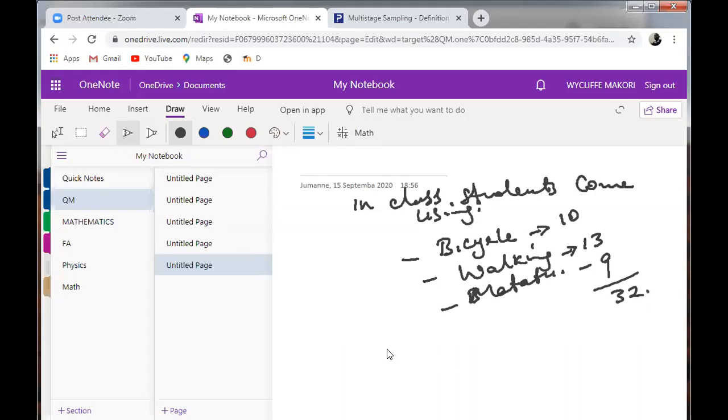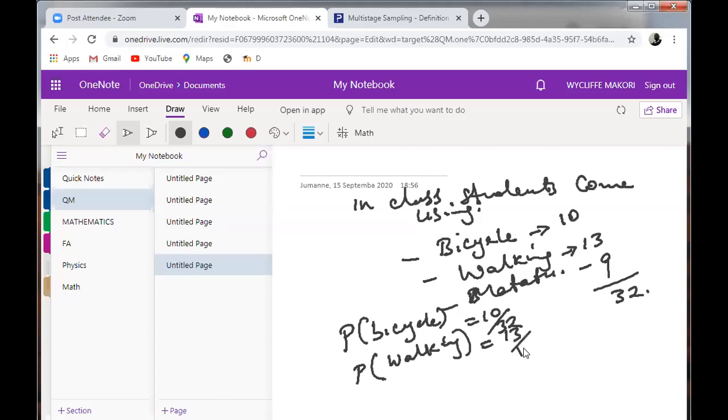So if I go into that class and I want to pick a student who comes by bicycle, the probability of picking the one with the bicycle is going to be 10 over 32. The probability of picking those who are walking is going to be 13 over 32. And the probability of those who are using the matatu is going to be 9 over 32. Then you can be asked, what is the probability of picking a student who uses a bicycle or matatu? So it is a matter of adding the probability of picking a student with a bicycle plus the probability of picking a student who uses the matatu.